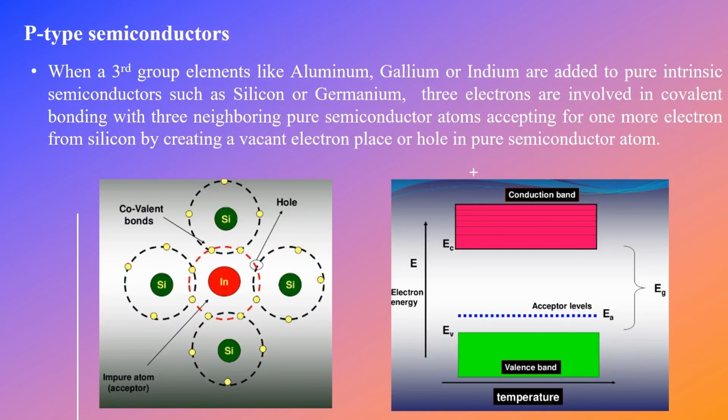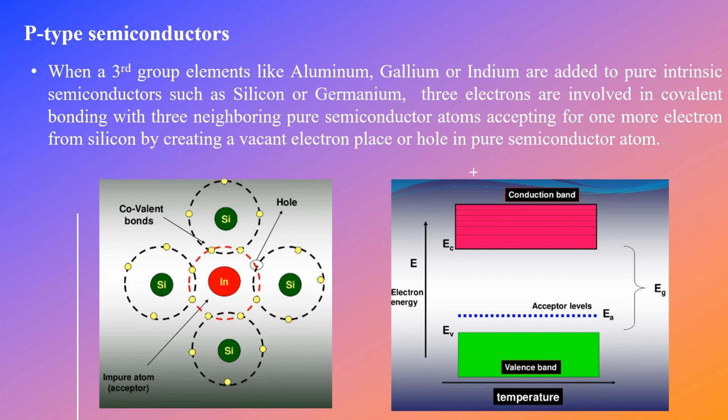Now coming to p-type semiconductors, which are also known as acceptor semiconductors, because the fourth group element or the intrinsic semiconductors such as silicon or germanium are doped with the third group elements such as aluminum and gallium. Then they are left over with an excess amount of holes.